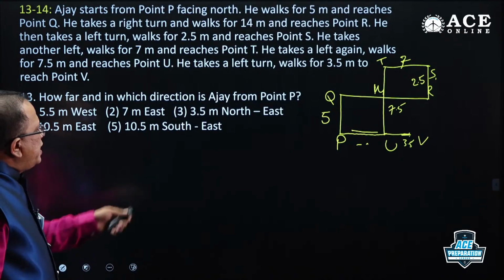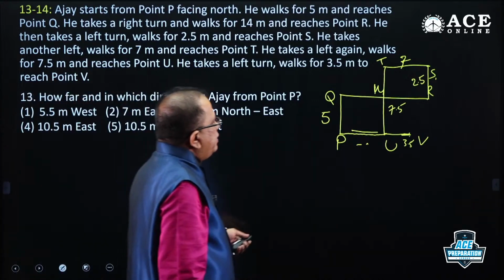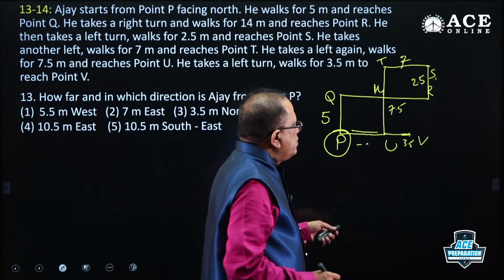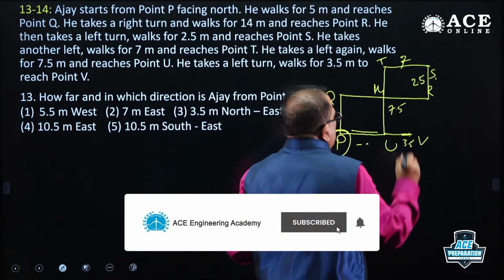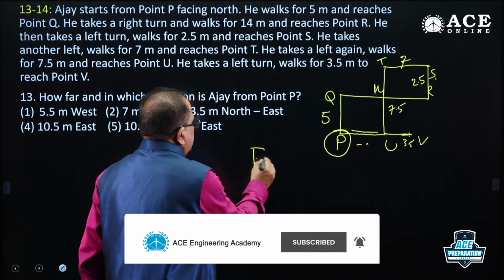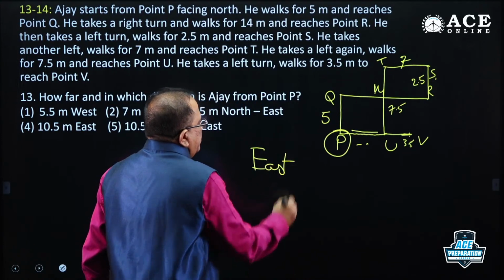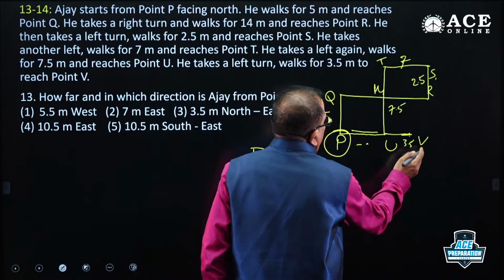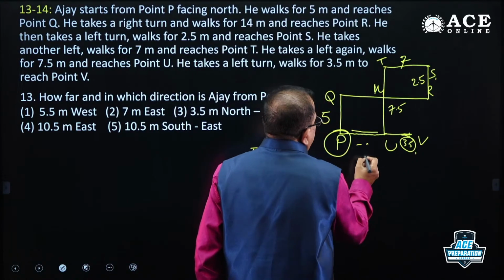How far and in which direction is Ajay from point P? P is the referral point. Now he is here. In which direction? It is east. Perfect east. No doubt about it. Then how far? Now you just calculate. This is 3.5. It is given.